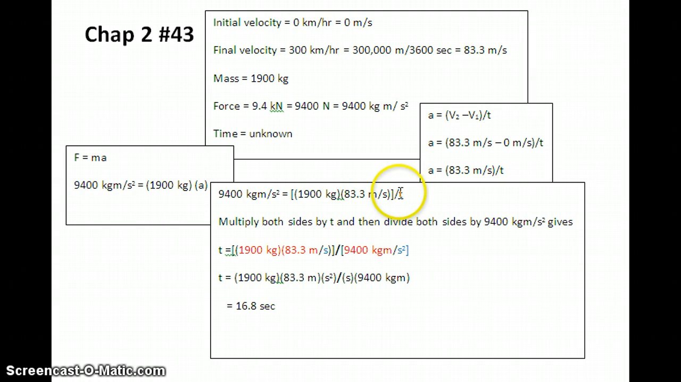So multiply both sides by t. That takes t out of the denominator on this side and puts t over here. T is time. And then I divide both sides by 9,400 meters per second squared. So I get this. So now this is here, this is here. But after I multiply both sides by t and divide both sides by 9,400 meters per second squared, I get this. And this is just a classic division of fractions.